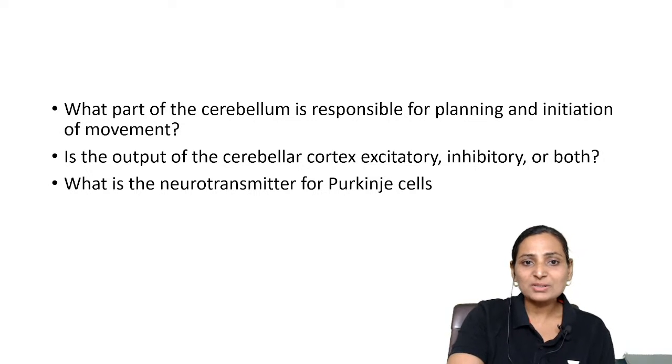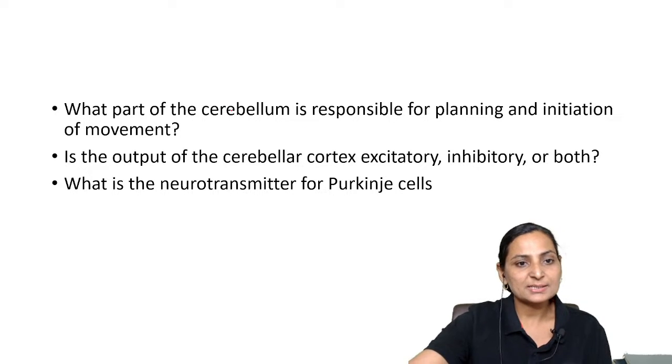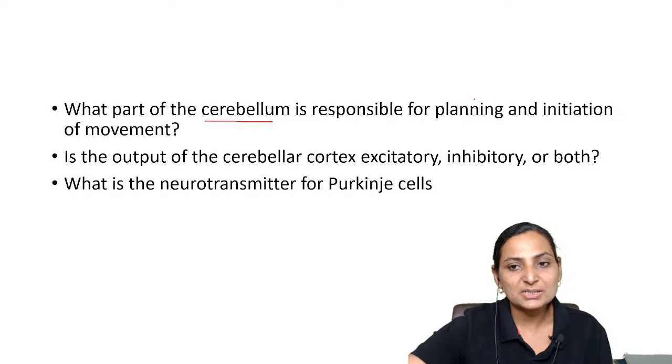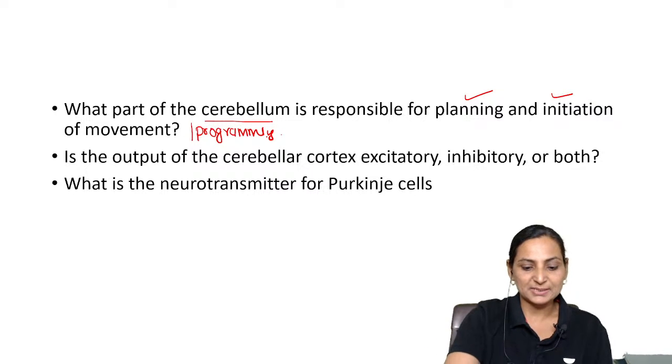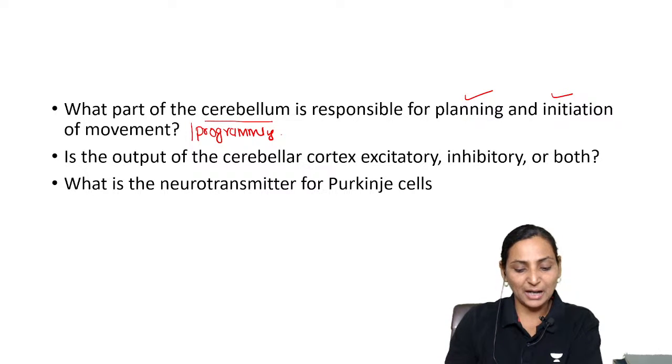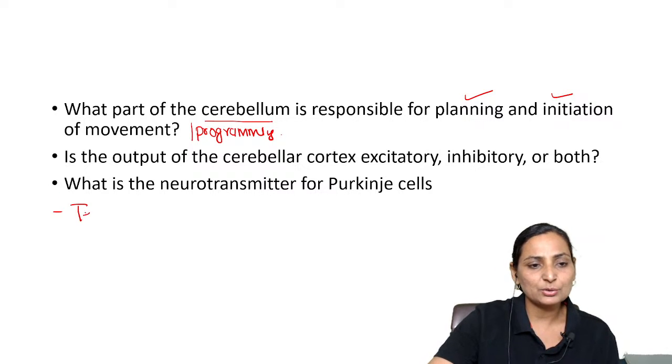Now, what are the possible questions I can get on this case? Or if I'm given a clinical history, what possible questions can be asked? You can be asked which part of the cerebellum is responsible for planning and initiation of movements, that is, for planning and programming of movements. Then I can ask you whether the cerebellar cortex output is excitatory or inhibitory or both. Or the next question can be the neurotransmitter of the Purkinje cells.